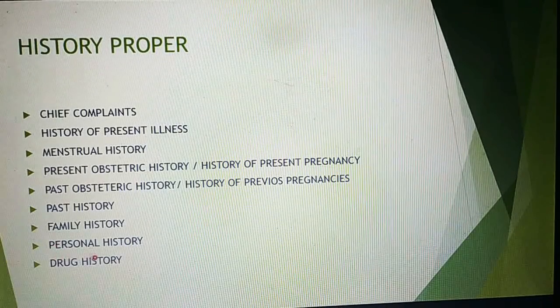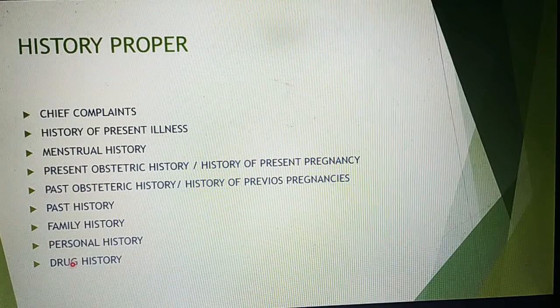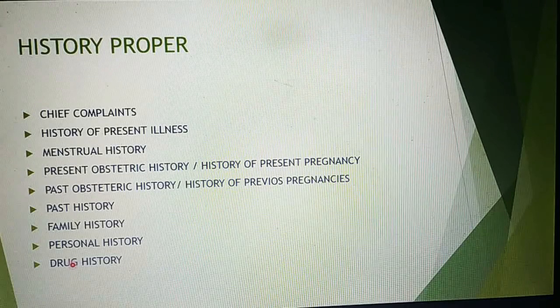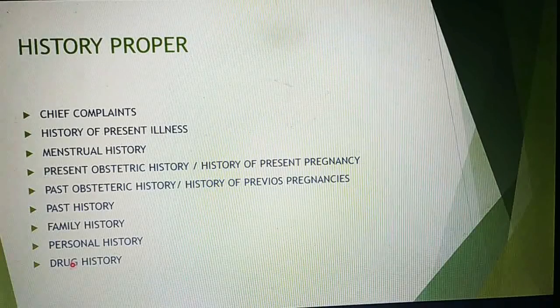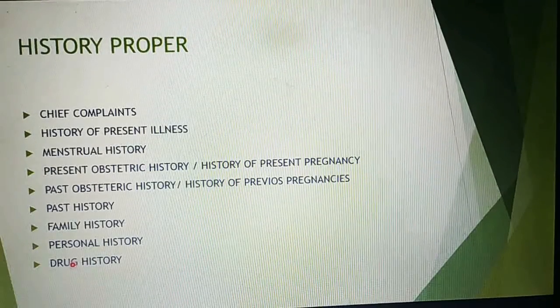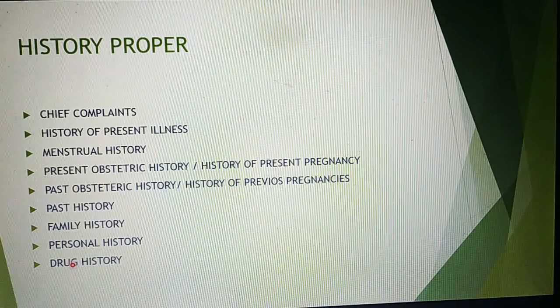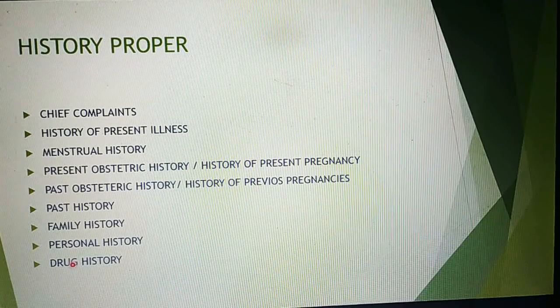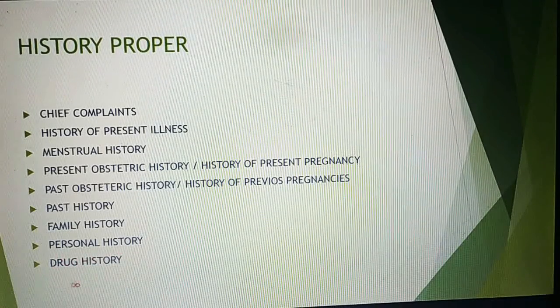Then you should record the personal history like bowel, bladder, sleep, appetite, addiction, any history of retention of urine, etc. Next is contraceptive history, duration and time. Sometimes withdrawal of oral contraceptive may lead to amenorrhea, during which patient may conceive, and LMP is fallacious. That is why you should also record contraceptive history after personal history, followed by drug history.